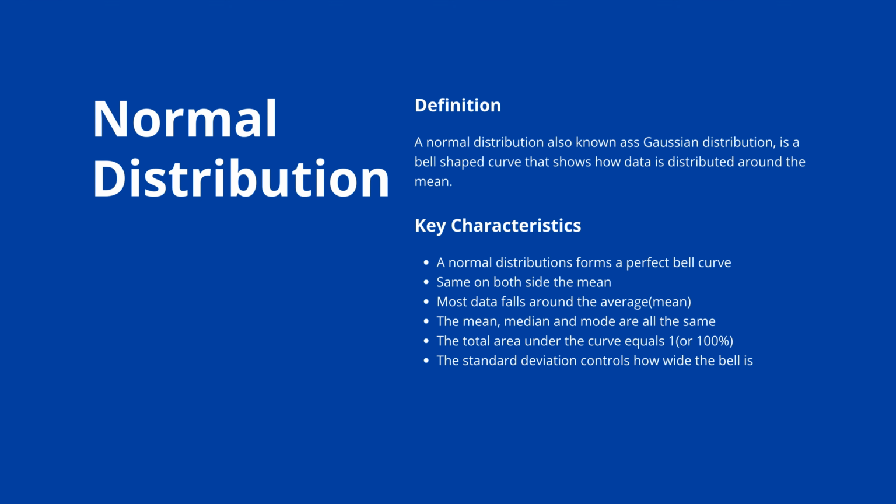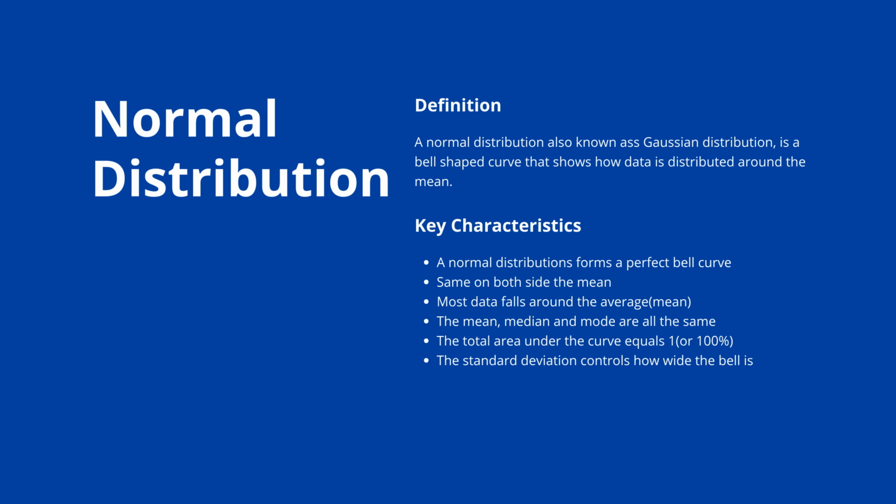So most of the data falls around the average. In a normal distribution, the mean, median, and mode are equal and located at the center of the curve. The total area under the curve is equal to 100%. So if any point is outside the area, we can say it is an outlier.